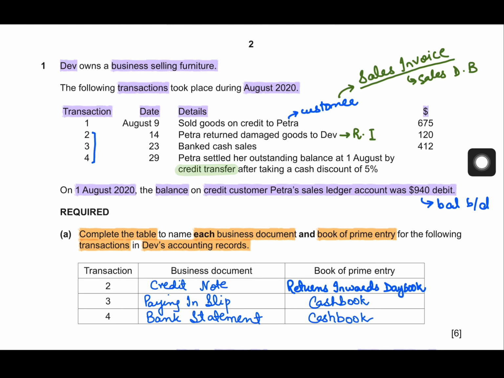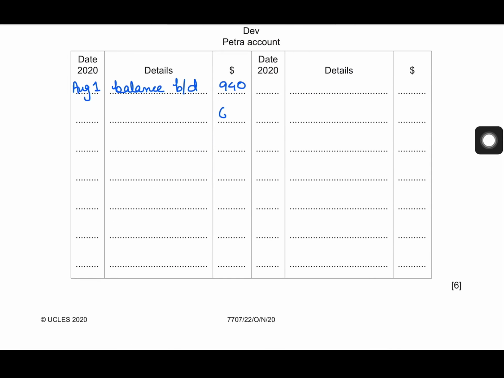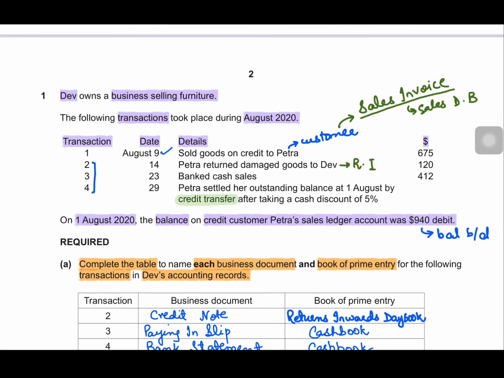Now, what is happening on August 9? Sold goods on credit to Petra amounting to $675. So what will be the double entry? Sales credit, it's an income, and Petra's account will be debited with $675 on August 9 credit sales, right? Then next, what is happening on August 14? Petra is returning some damaged goods to Dave amounting to $120.